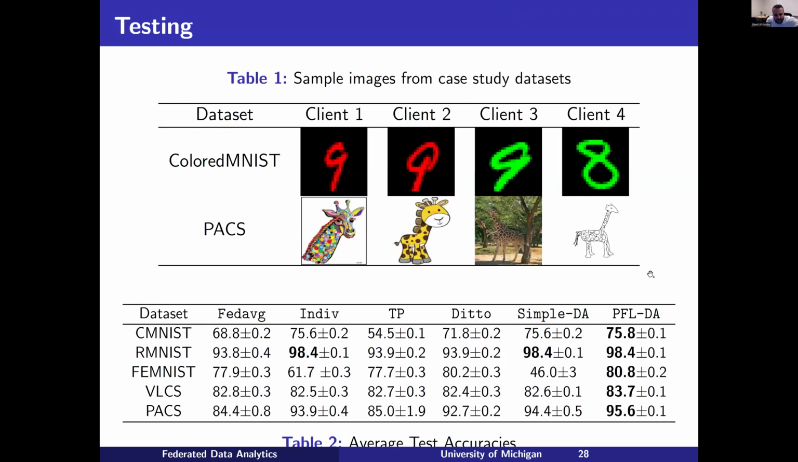Indeed, we did some testing on different data sets. In the paper, there are multiple data sets that we test on. You can see that the common theme across the different data sets is that the data across different clients may have some shift in the input. For example, here we have figures of giraffes, but we have different styles: real figure, drawing, cartoon, animation. And we indeed find that our model achieves state of the art.